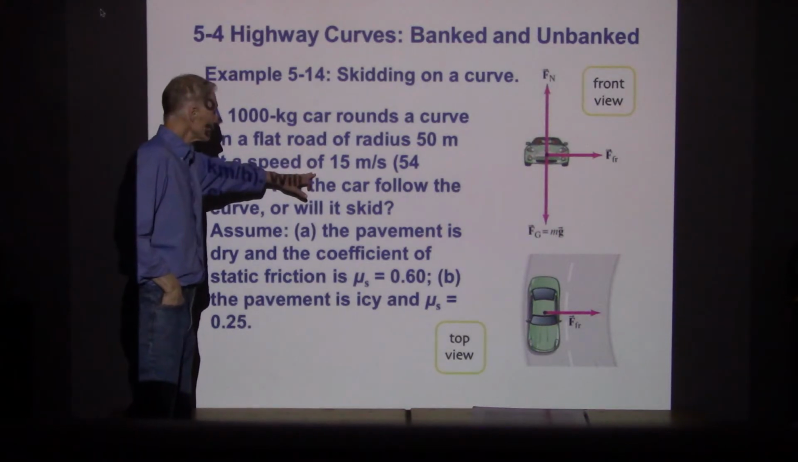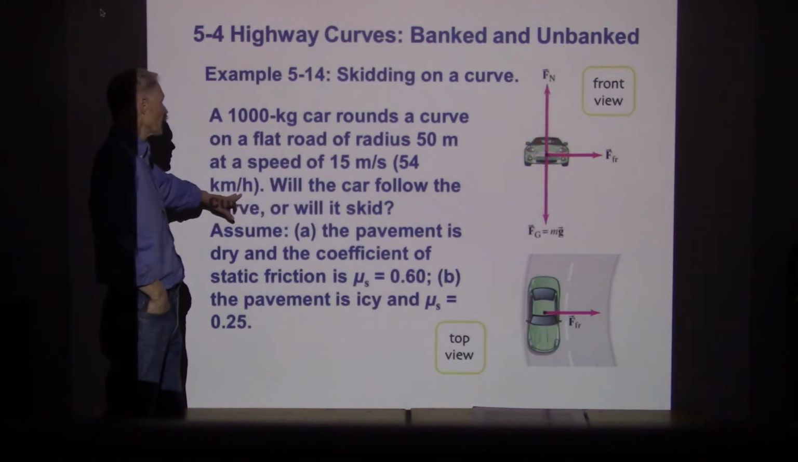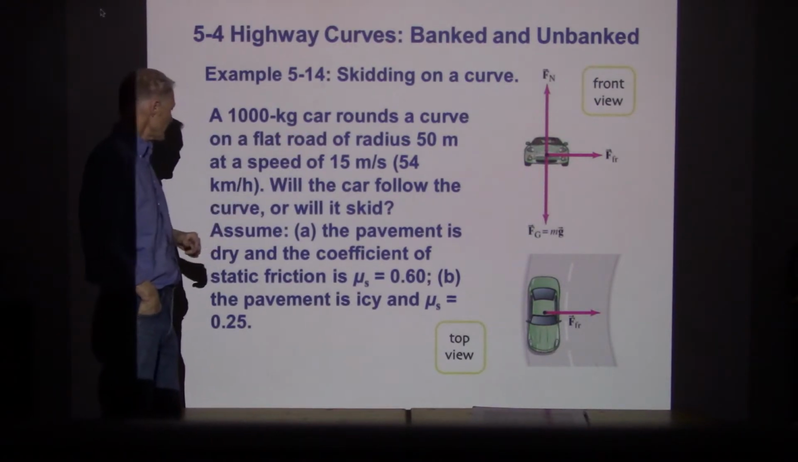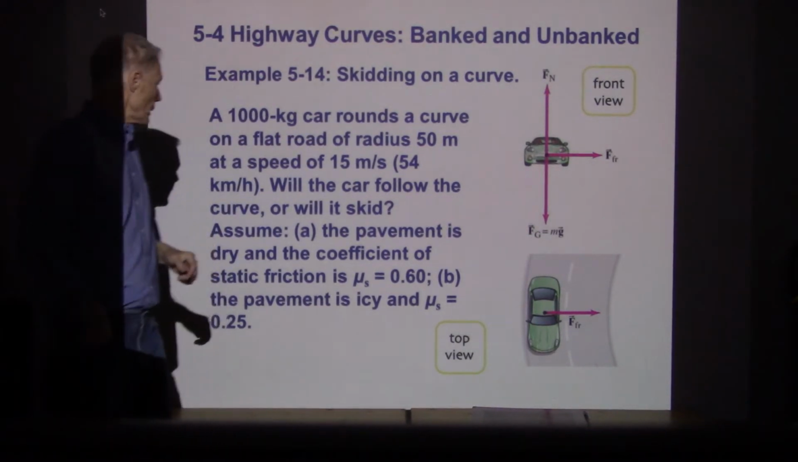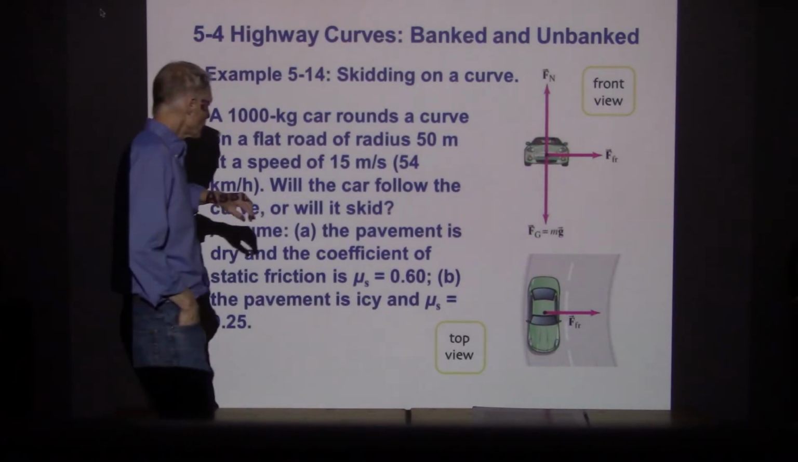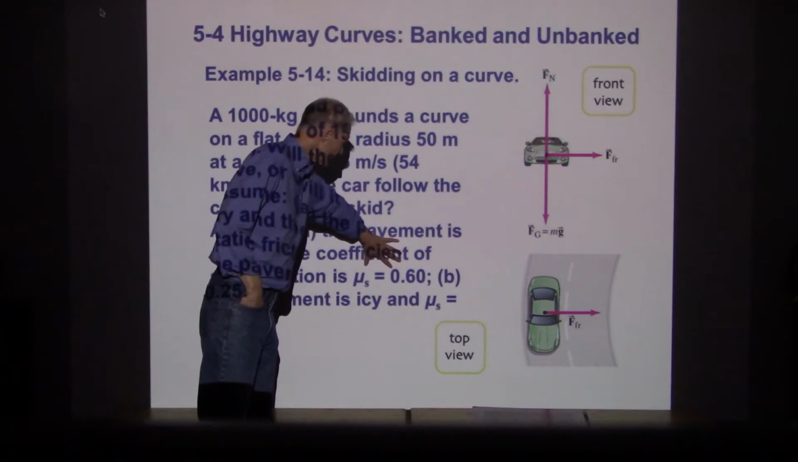It says that we're traveling at a certain speed, 54 kilometers per hour. We've got a roadway with a radius of curvature of 50 meters, and it says try this when the road is in good condition and we have a static friction coefficient of 0.60.